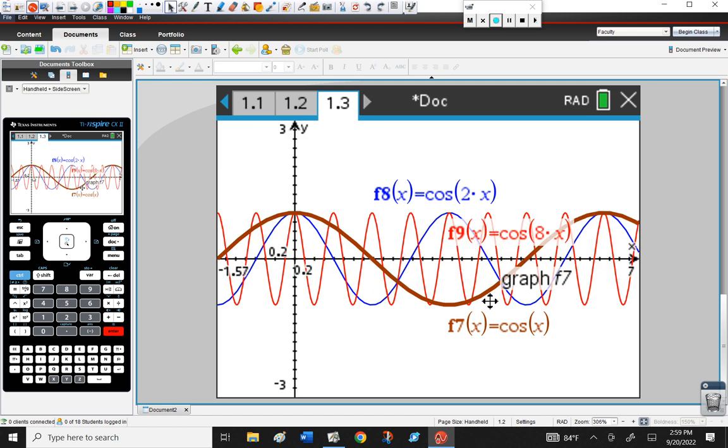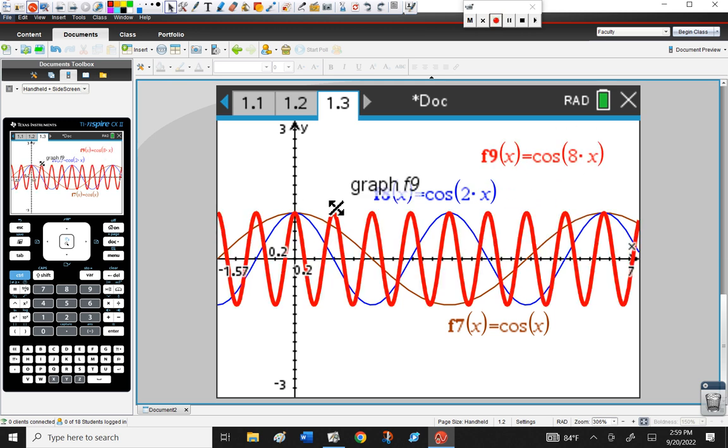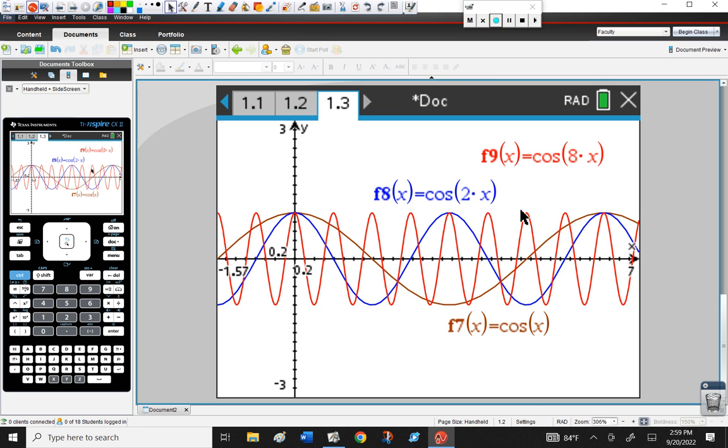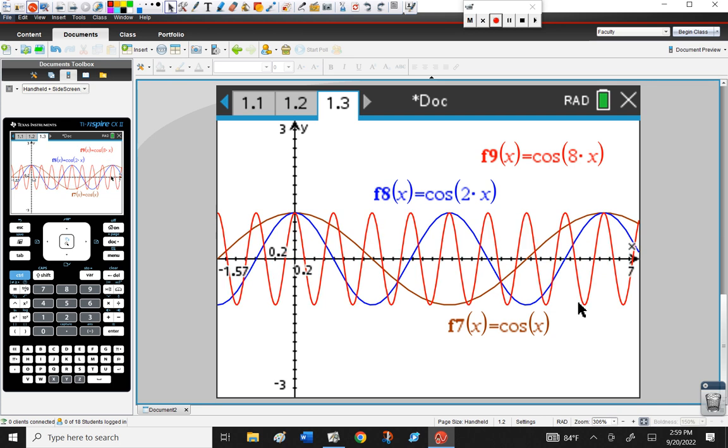Bam. Look at that. The red graph repeats itself 8 times. It goes once, twice, 3 times, 4 times, 5 times, 6 times, 7 times, 8 times. This has a phase shift of 8. Okay? A frequency. And we'll talk about frequency and period and all that, but just trust me, we're just learning what these numbers on the inside and the outside do.